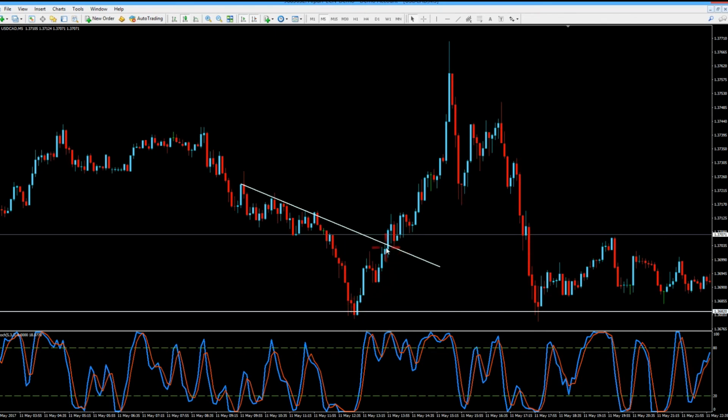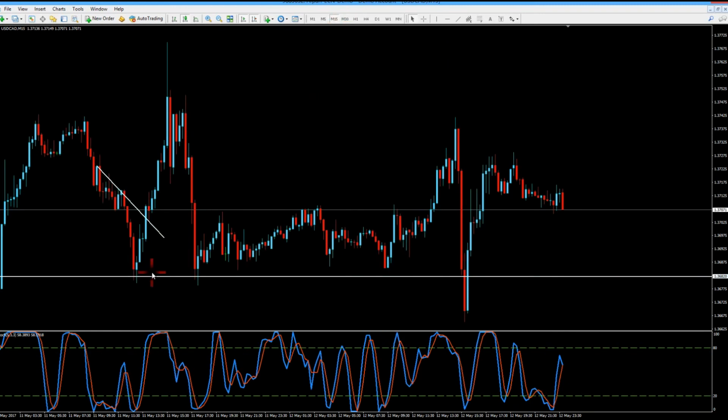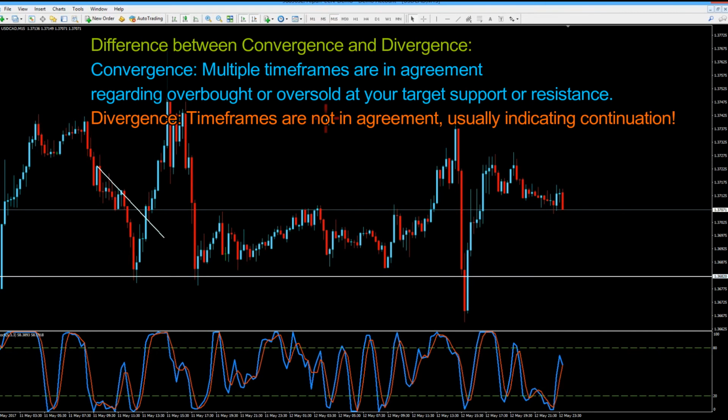Price was just reversing, and if you look at the other time frames, you will find that stochastic at this moment on this candle, before it closed, was still moving up. It wasn't entirely overbought. So now we have divergence. Now one time frame is overbought, the other one is not. You see, it's the difference from convergence. In convergence, multiple time frames were saying the same thing, where they were very overbought or very oversold. But when it comes to divergence, it's the other way around. The time frames are different.